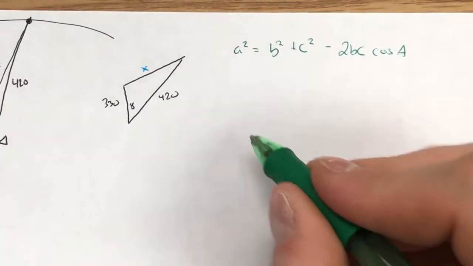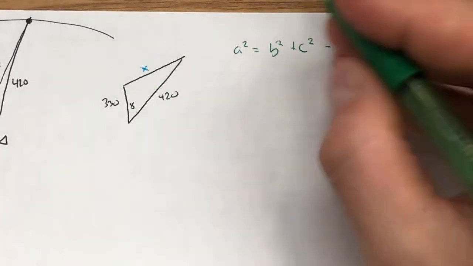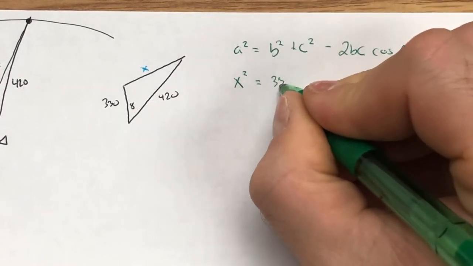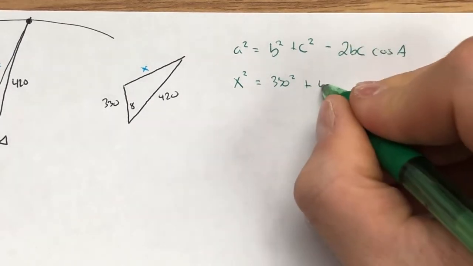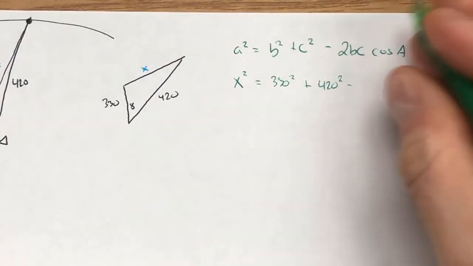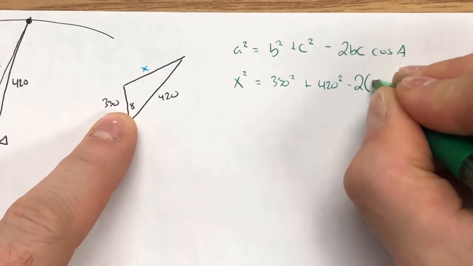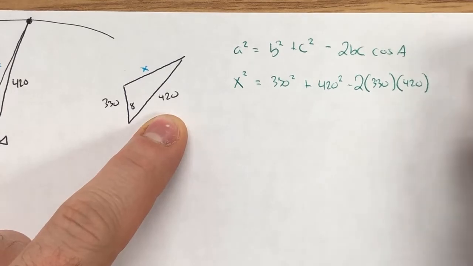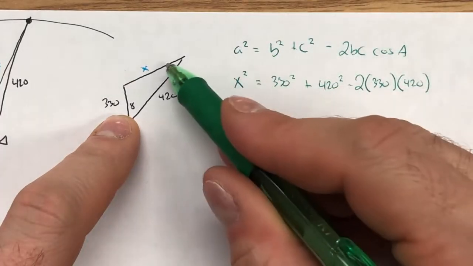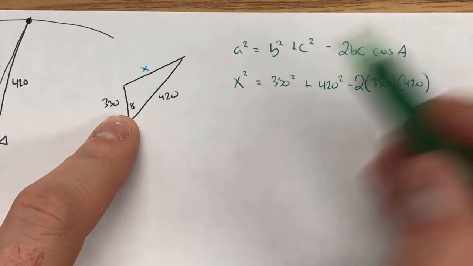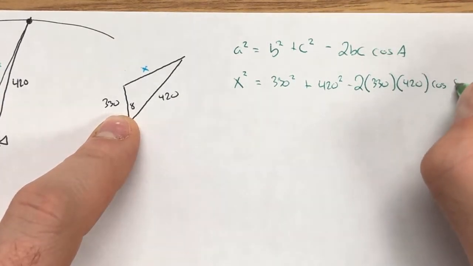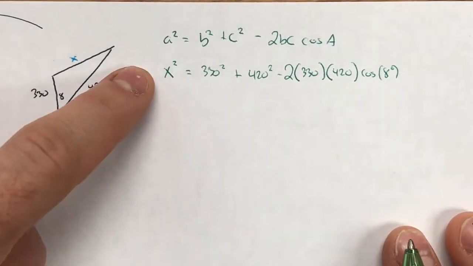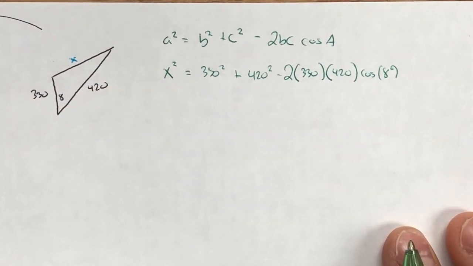Okay. So my length is going to be length x, so I have x squared is b squared, which is 330 squared, plus 420 squared, minus 2 times b times c times the cosine of a, the cosine of the angle opposite that other leg. So times the cosine of 8 degrees. And we're solving this, and this will immediately spit out our length.